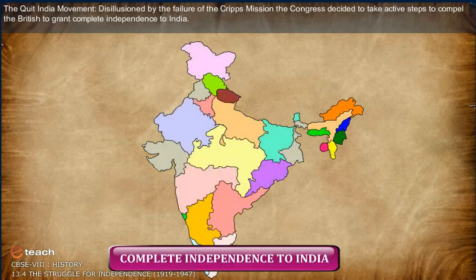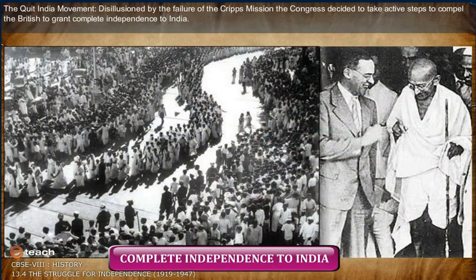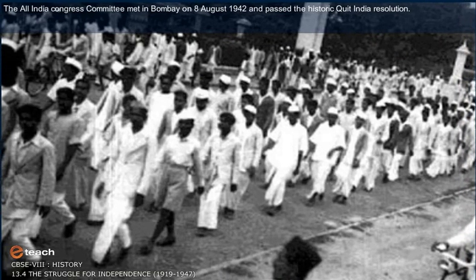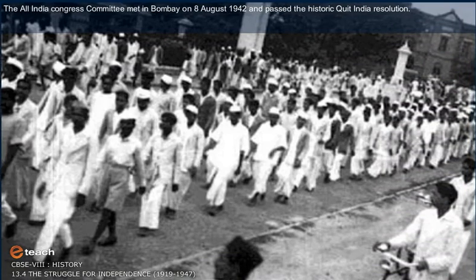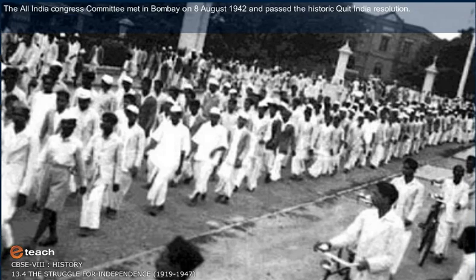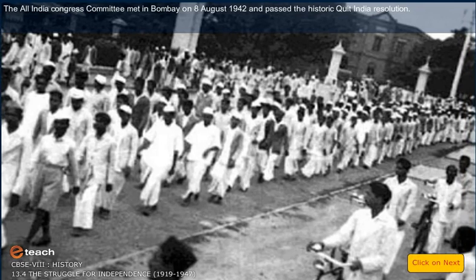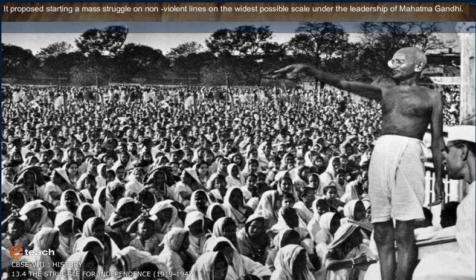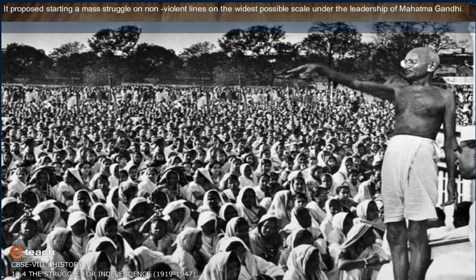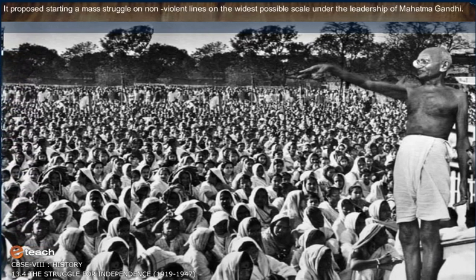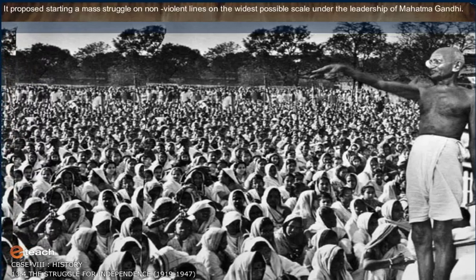Disillusioned by the failure of the Cripps Mission, the Congress decided to take active steps to compel the British to grant complete independence to India. The All India Congress Committee met in Bombay on 8 August 1942 and passed the historic Quit India Resolution. It proposed starting a mass struggle on non-violent lines on the widest possible scale under the leadership of Mahatma Gandhi.